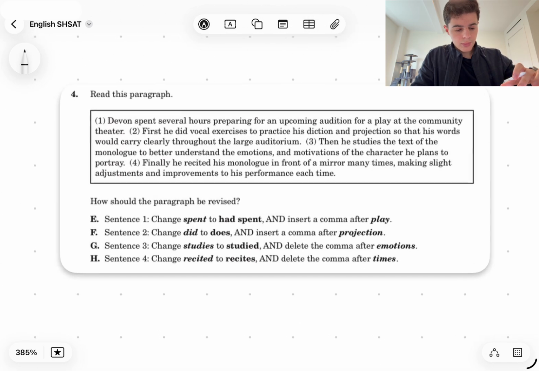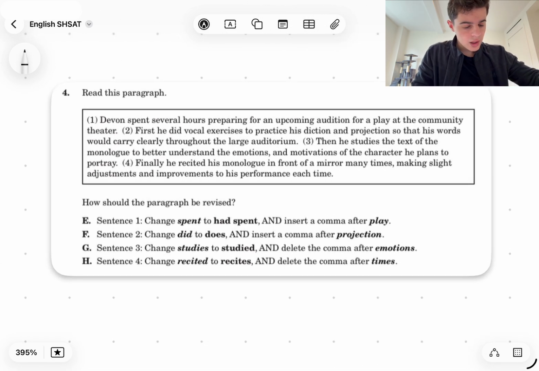My first practice problem is this one. Devin spent several hours preparing for an upcoming audition for a play at the community theater. First, he did vocal exercises to practice his diction and projection so that his words would carry clearly throughout the large auditorium. Then he studies the text of the monologue to better understand the emotions and motivations of the character he plans to portray. Finally, he recited his monologue in front of the mirror many times, making slight adjustments and improvements to his performance each time.